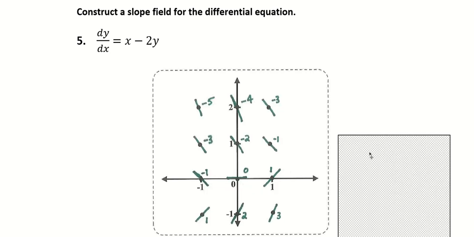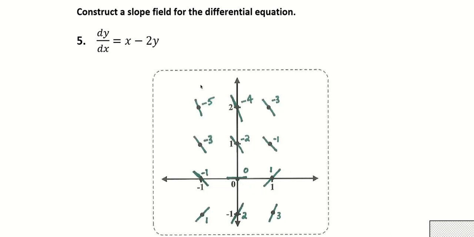Construct a slope field. It looks like I labeled each one. You don't need to do that, but if it helps you, then go for it. For example, at this point, x equals 0 and y equals 0. If you plugged in 0 for x and 0 for y, your dy/dx, your slope, would equal 0 at this spot. So that's why it's a little horizontal line segment. It's got a slope of 0.